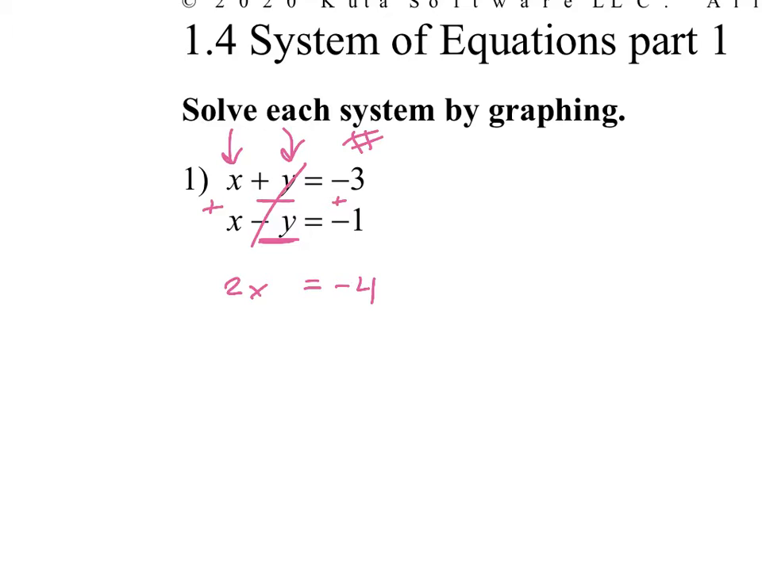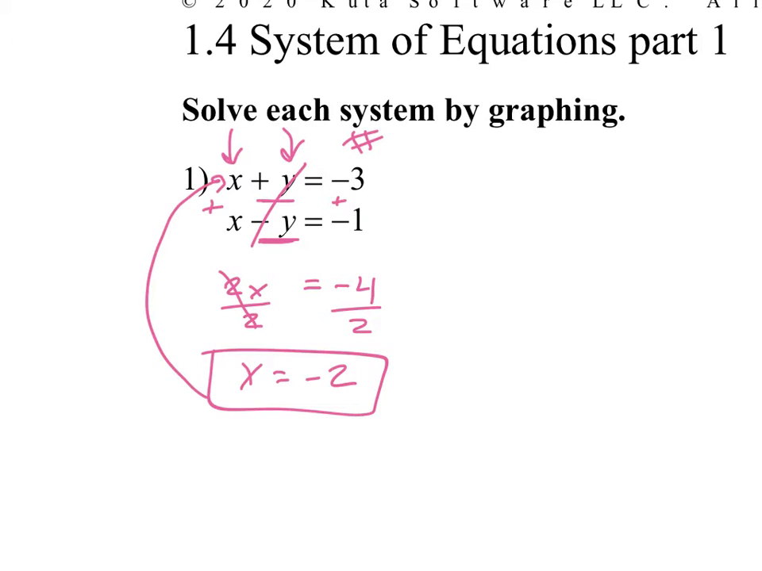And then we can just solve for x. So what would we do here to solve for x? Divide by 2. Right, since 2 is being multiplied to x, to get it to the other side, we divide both sides by 2. So we have negative 4 divided by 2, which gives us x is equal to what? Negative 2.